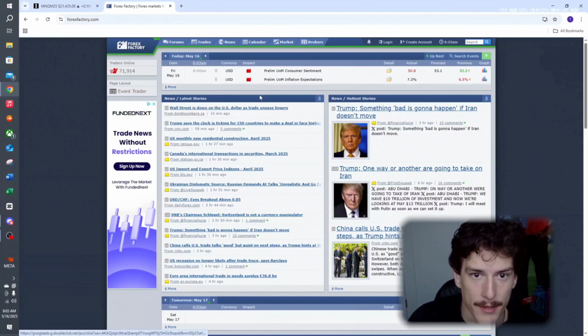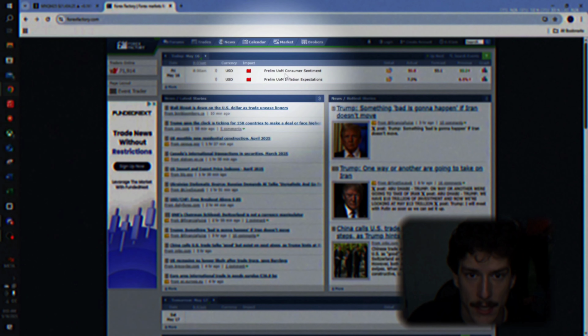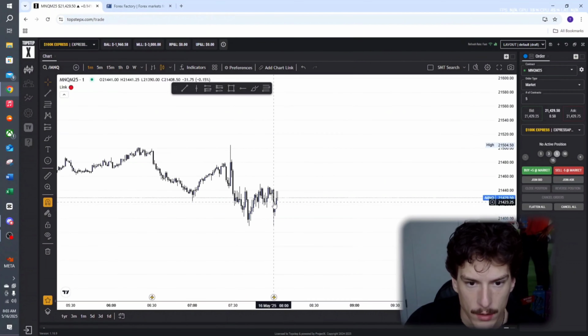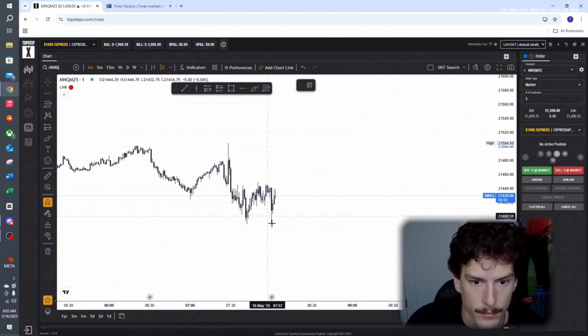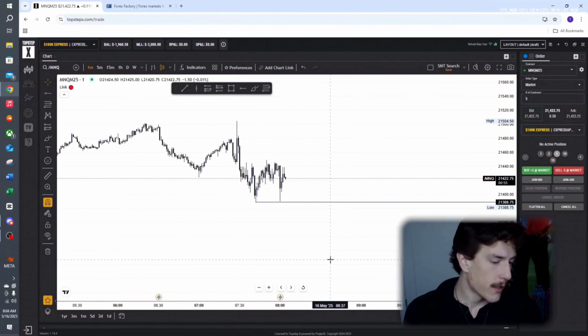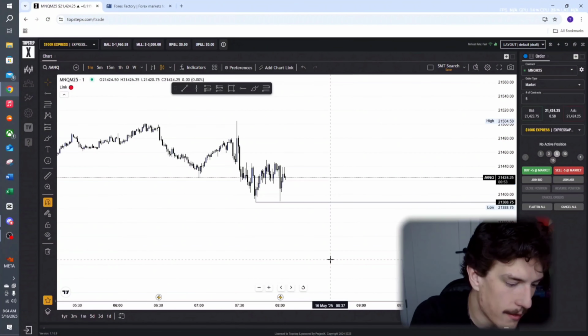So we had 2 red folders today: prelim inflation and prelim consumer sentiment. Doesn't really affect the market, as you can see. Here is our news candle. We have a news data low here, which is almost equal lows. Alrighty, we're going to get into some market analysis right away.